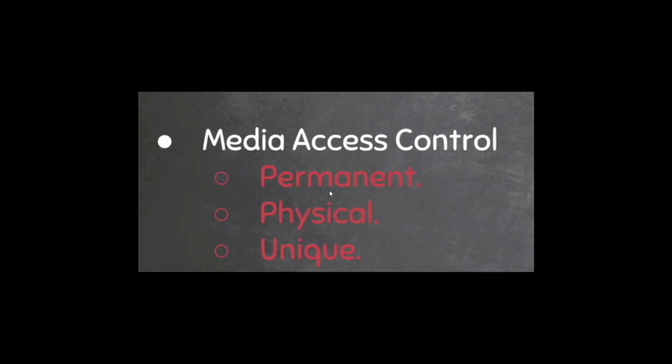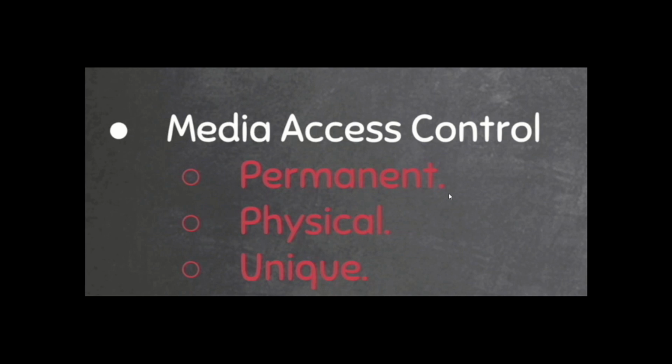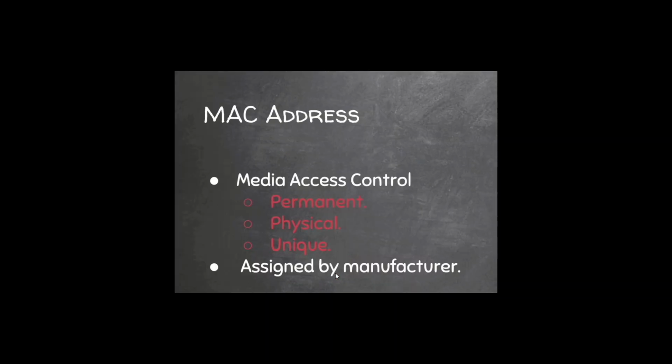So why do we say permanent? Because it's saved in the hardware. When you open it, there is some memory assigned for the MAC address inside your Wi-Fi device, inside your Wi-Fi chipset. It's a physical address because it's stored in the physical memory of your device. And it's unique: there are no two devices in the world with the same MAC address. At least, that's how it's said. And as I said, it's assigned by the manufacturer.